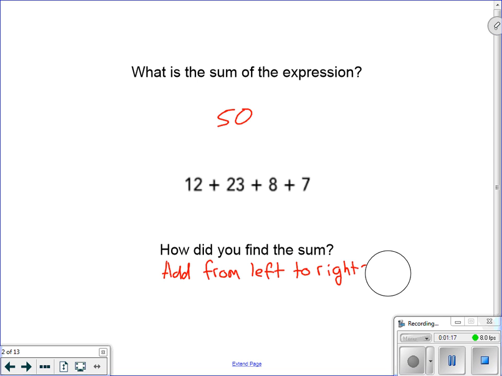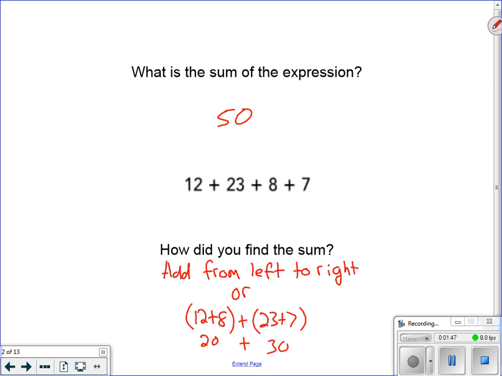Now another thing we could do, instead of adding from left to right, is we could make this a little easier and maybe rearrange the numbers a little bit and do the 12 plus 8, and I'm going to put that in parentheses, because again, I know 12 plus 8 is going to be 20. And then I could add the 23 and the 7 together, because that's easy to add together, because that's going to be 30. And I know 20 plus 30 is going to give me 50.